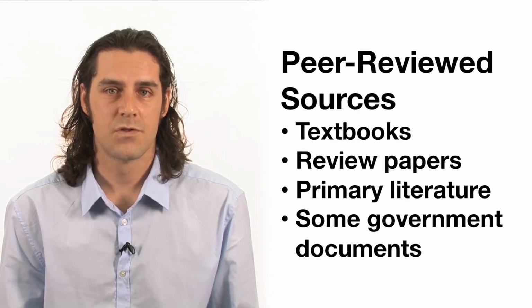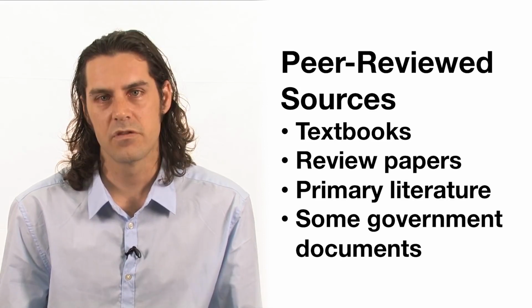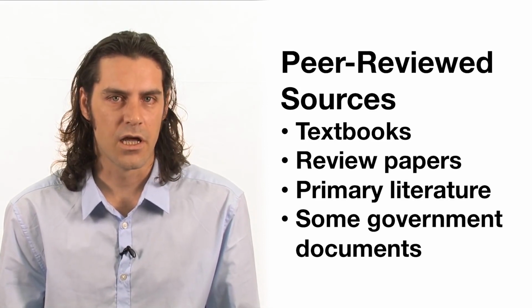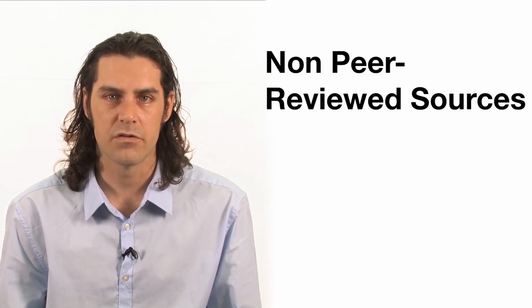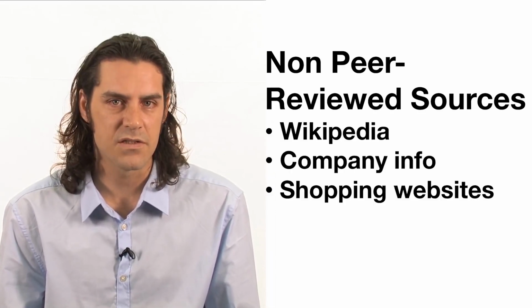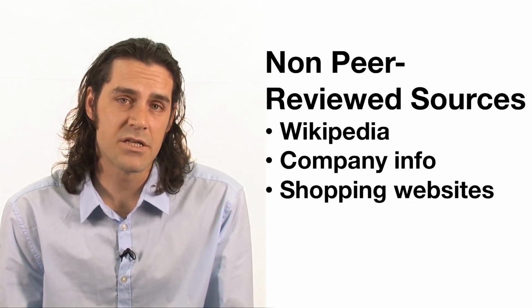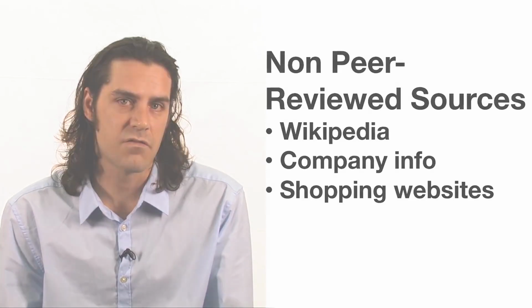These are peer-reviewed sources. The peer review process is one in which experts verify the truth of information. When you're searching online, it can be easy to fall into non-peer-reviewed sites or sources. Wikipedia, company info, or shopping sites are not peer-reviewed. And that means that the information on these sites has not been independently verified.